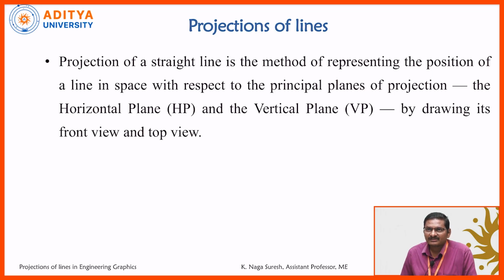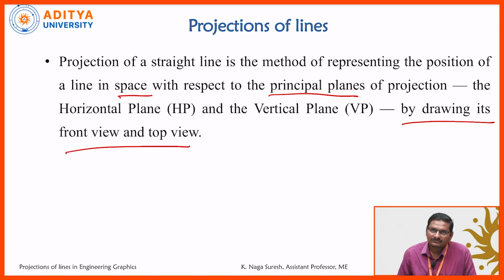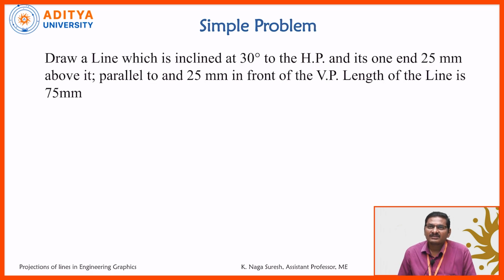Projections of lines is a method of representing the position of a line in space with respect to the principal planes, that is the horizontal plane, the vertical plane and the profile plane, by drawing its front view, top view and side view. This is a simple problem related to this.